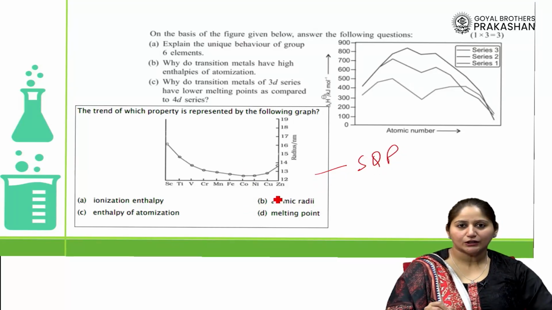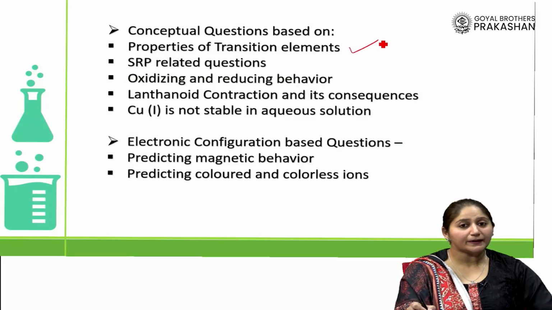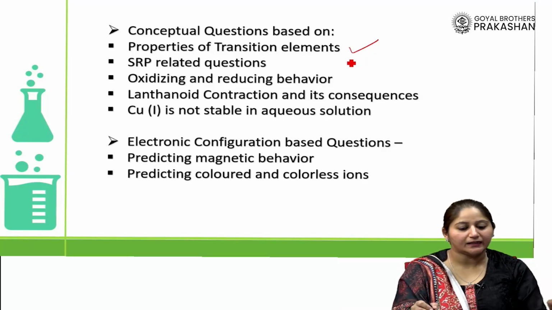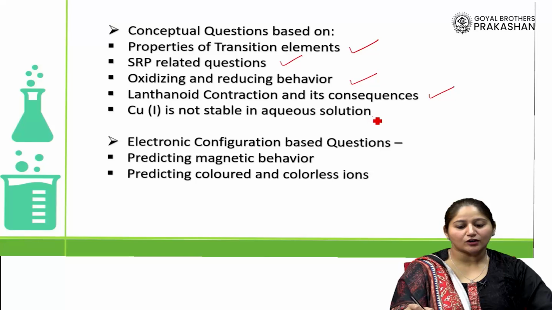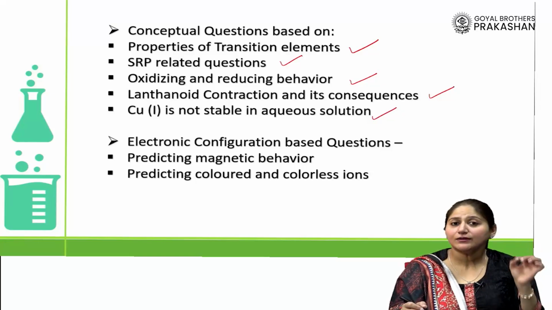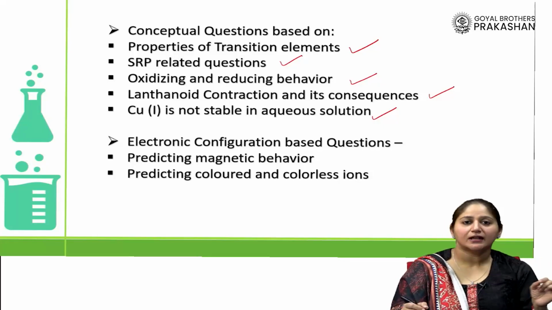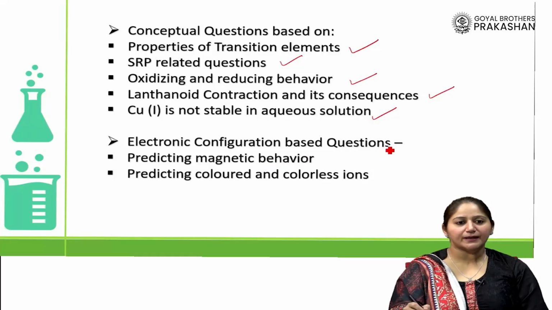So this is an MCQ. Then conceptual questions based on properties of transition elements. Focus on the key terms of each and every property. Then as I said, standard reduction potential related questions, E0 based questions, oxidizing and reducing behavior, lanthanoid contraction, copper 1 is not stable in aqueous solution, K2Cr2O7 and KMnO4 reactions and preparation. It is super important. Then electronic configuration based questions.